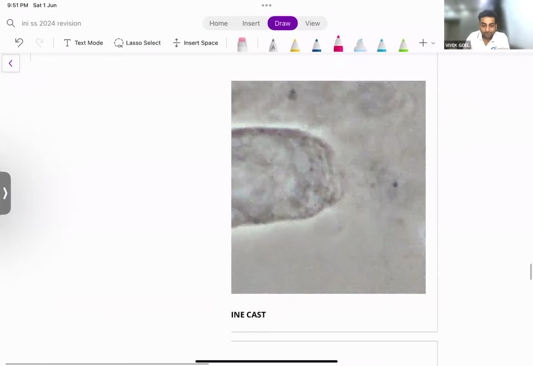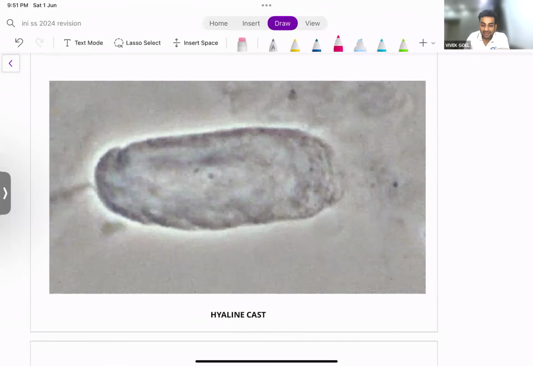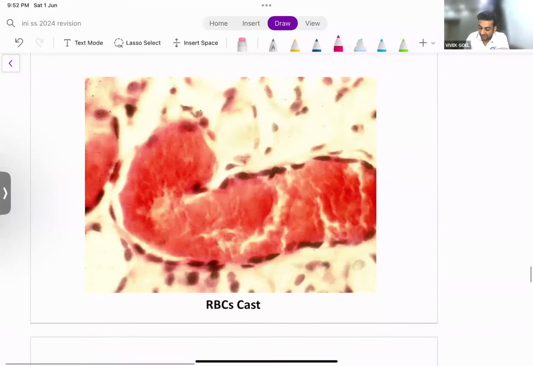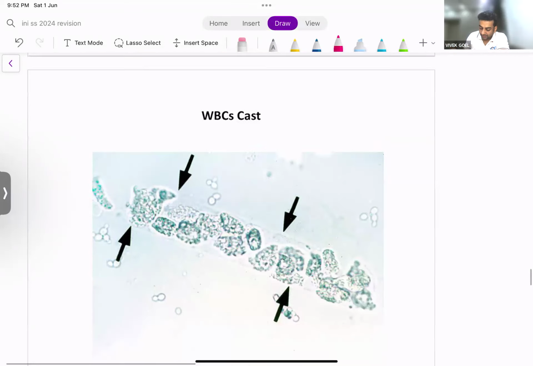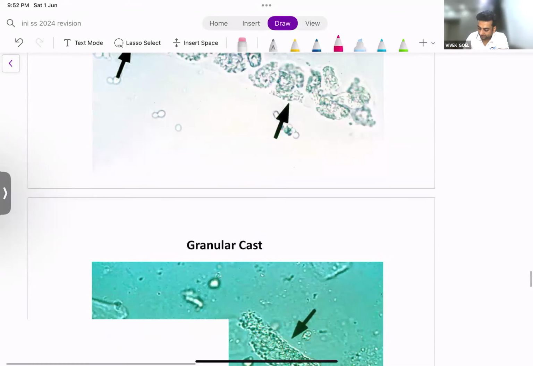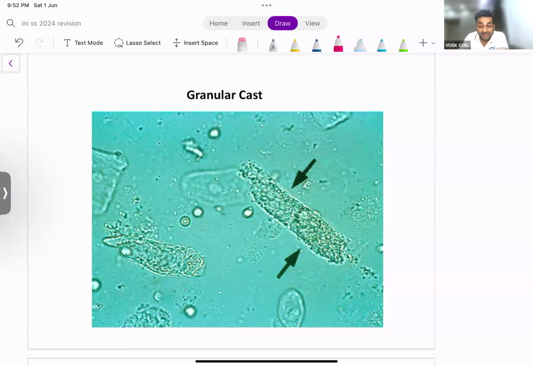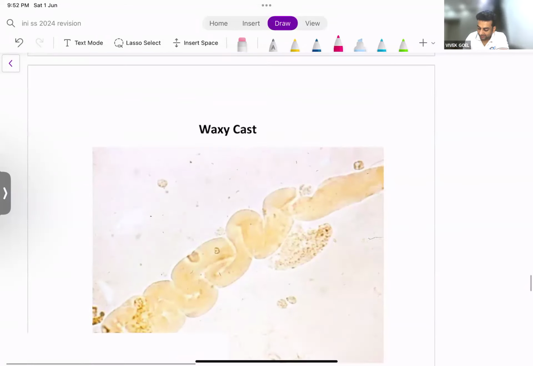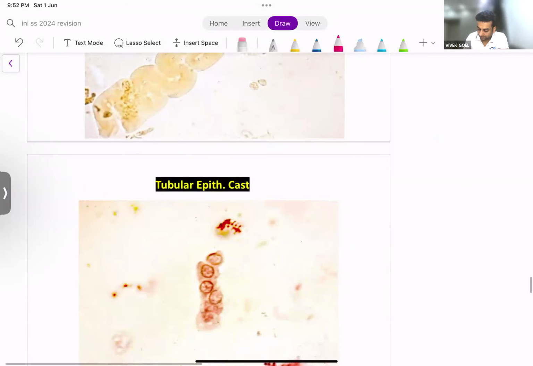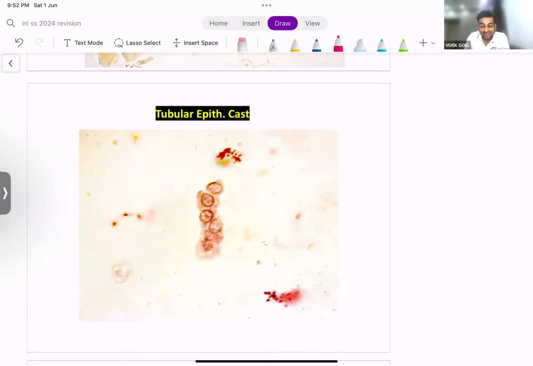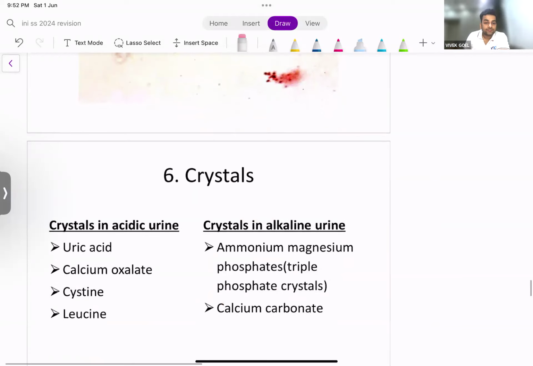So this is a typical hyaline cast or a benign cast. This is an RBC cast. This is a WBC cast. This is a granular cast or a muddy brown cast. This is a waxy cast. This is a renal tubular epithelial cast, where the renal tubular epithelial cells have surrounded the Tamm-Horsfall protein, which is basically the nucleus of every cast, and they form the renal tubular epithelial cast.